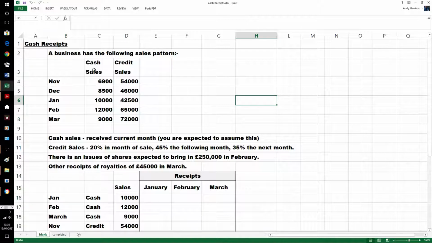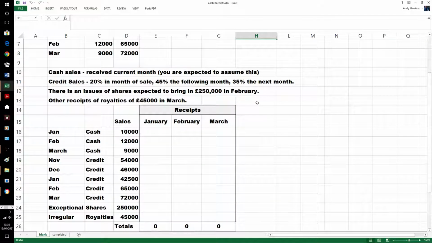You may also get a total figure and have to do a percentage calculation, so much cash and so much credit. So here's the information we've got. Well, cash sales, we're expected to assume that cash sales come in that month. Credit sales, this is a very straightforward pattern. 20% in the month of sale, because some of them were earlier in the month, 45% the main month, and 35% the slow payers.